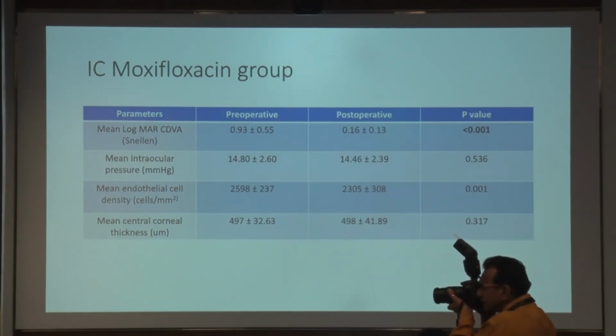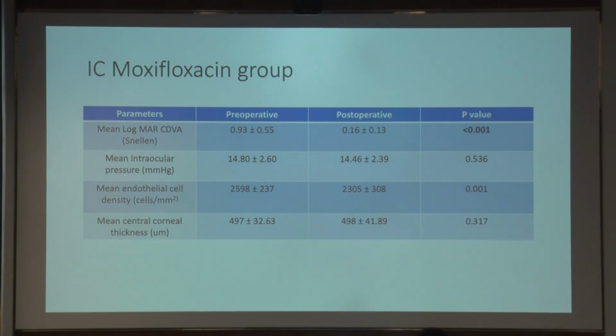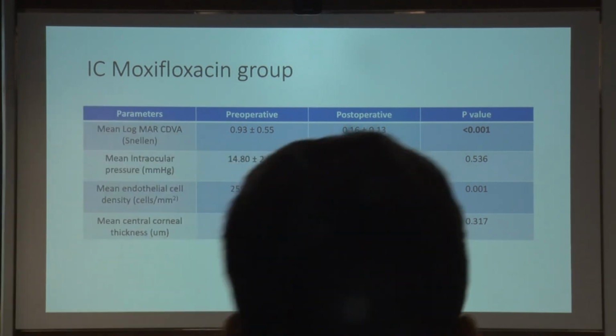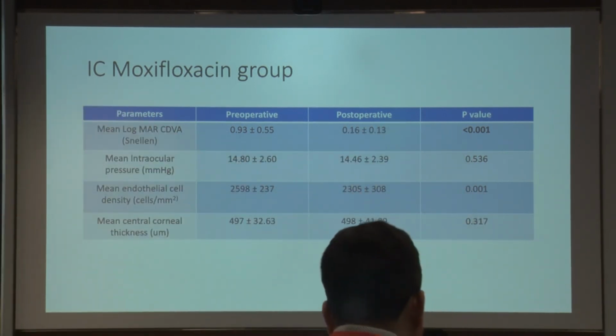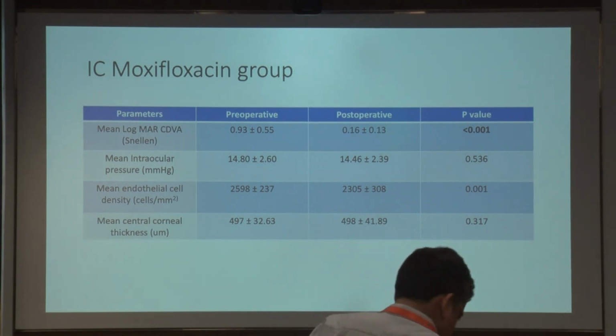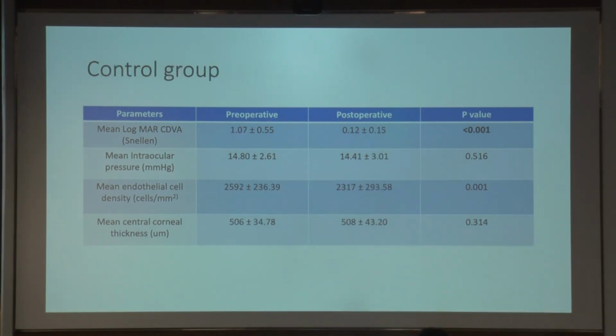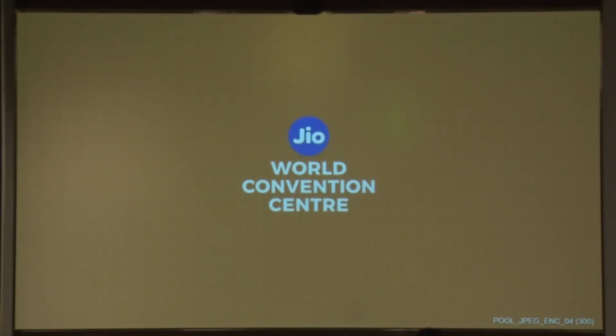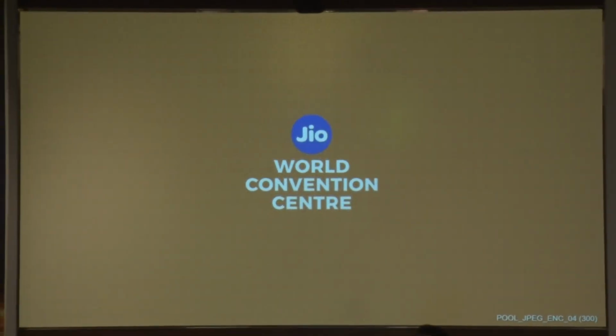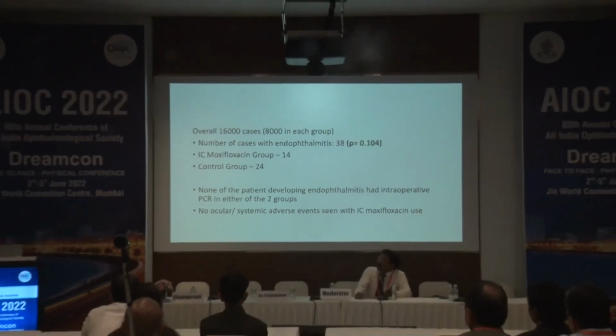In terms of mean intraocular pressure, endothelial cell loss, and central corneal thickness post-operatively, it was found to be similar in the moxifloxacin group, and as expected, the visual acuity was better. In the control group also, as expected, the visual acuity. What happened? It's flashing here, but yeah.